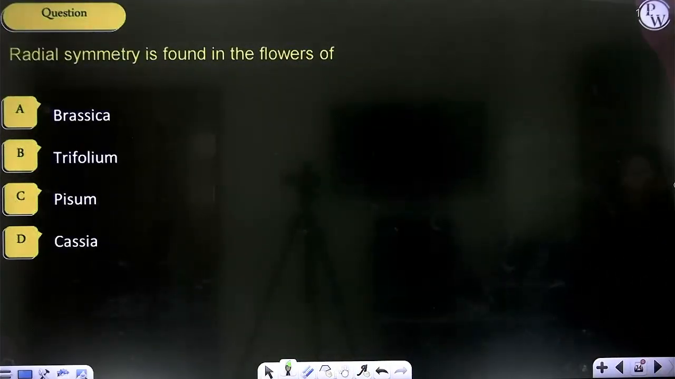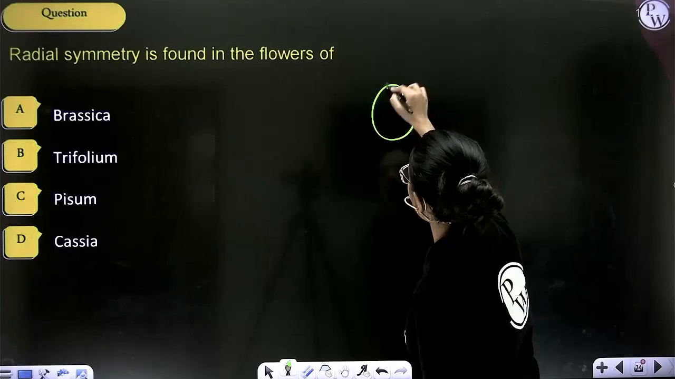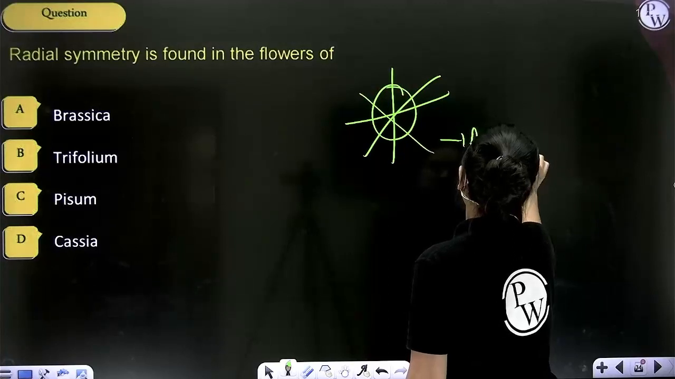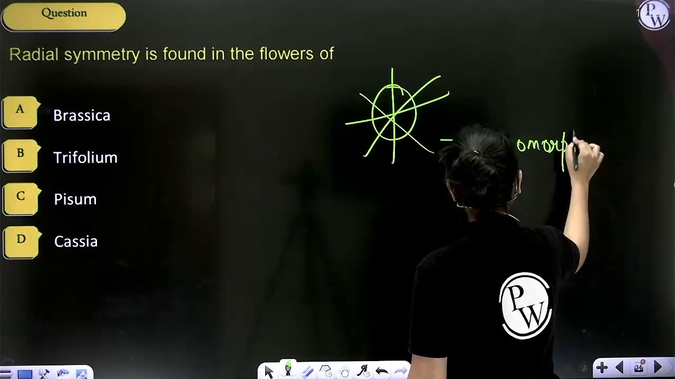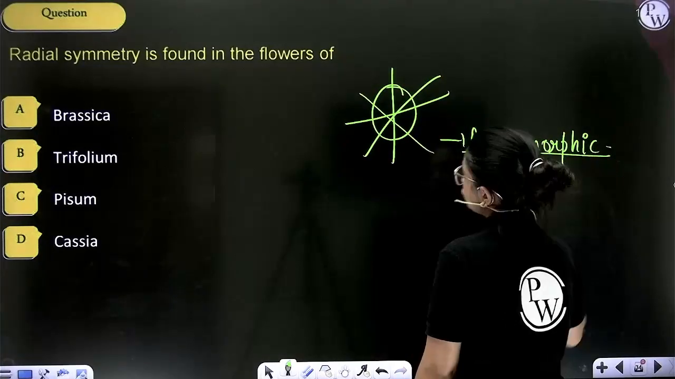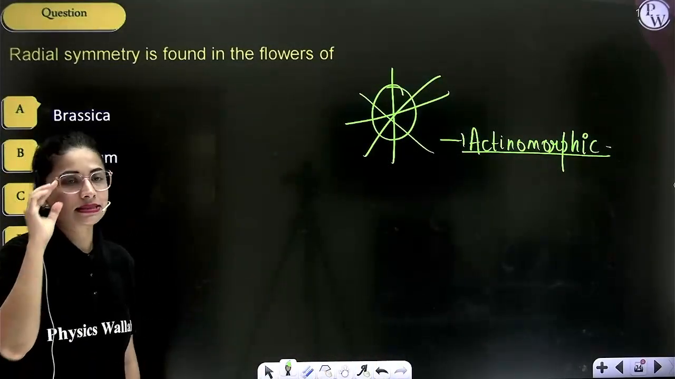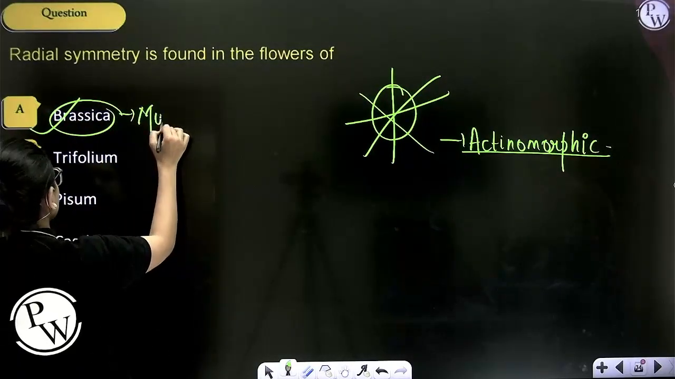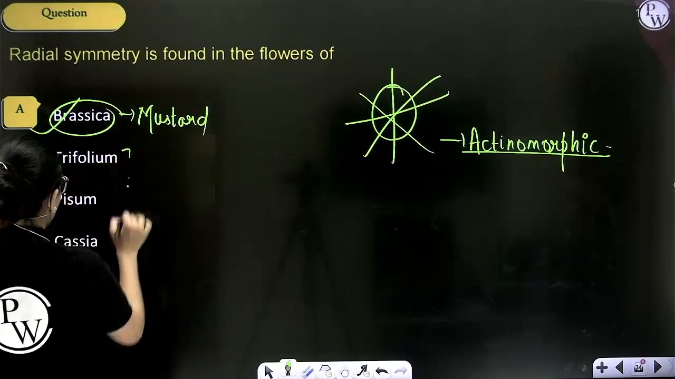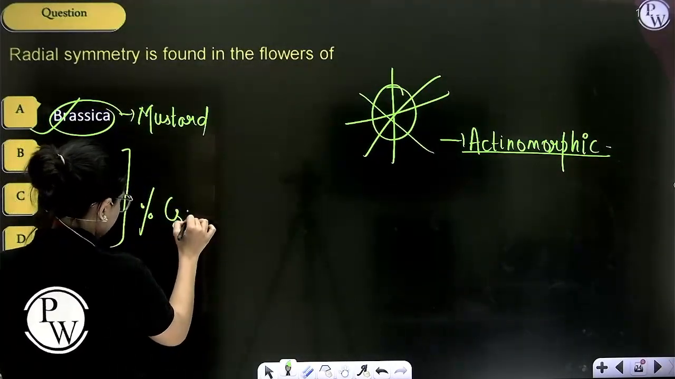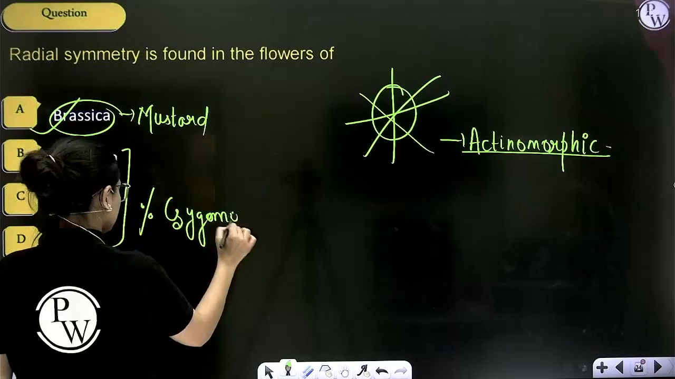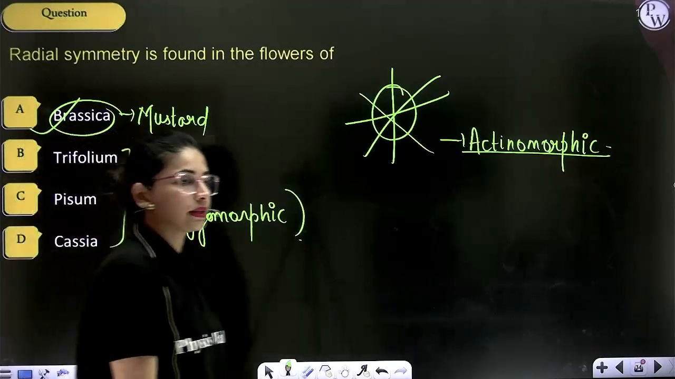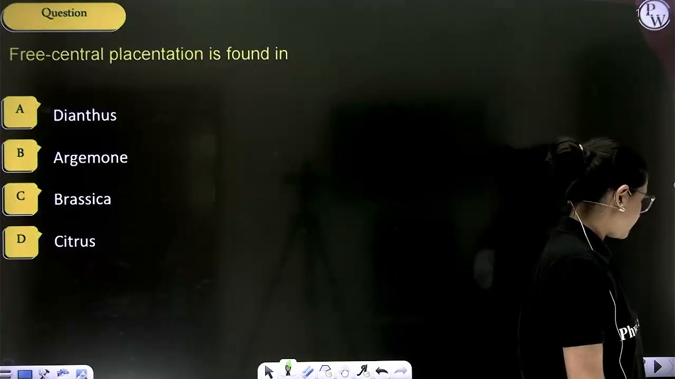Next question. Radial symmetry means a flower which can be divided into two equal halves from any plane. It is also called actinomorphy. And this is seen in case of brassica, mustard. The remaining three show zygomorphic symmetry. Correct? Yes.